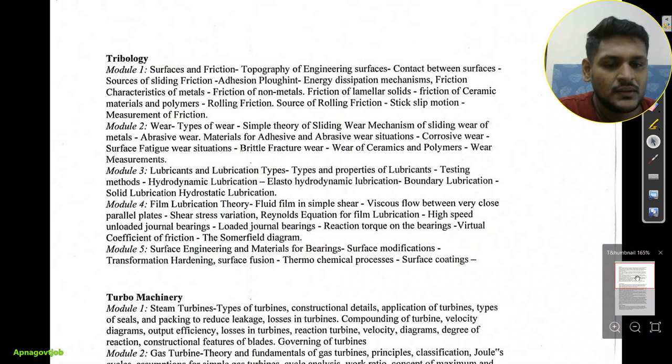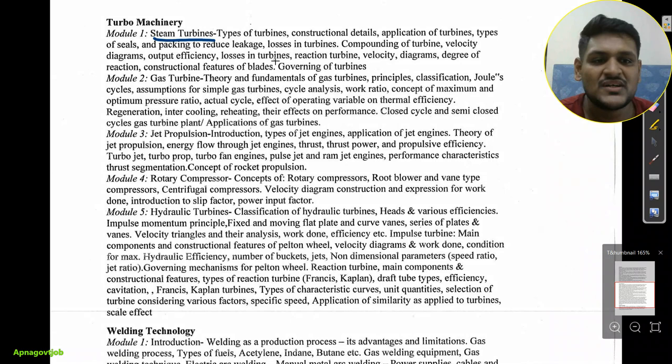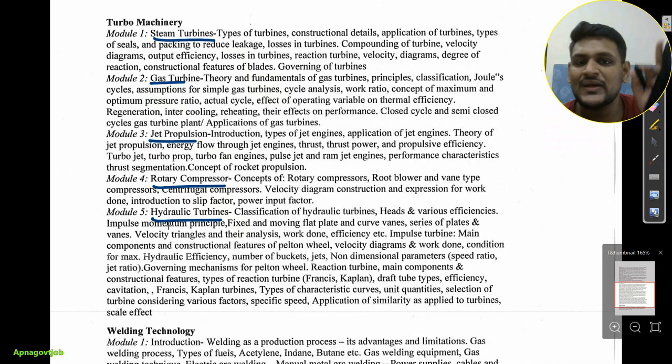Then turbo machinery, okay, this is important now. Steam turbine first, so whatever the things associated with steam turbine, gas turbine, okay, jet propulsion also important, rotary compressor, hydraulic turbine. In SSC JE previous year papers you will get these things, okay, so just practice questions from that, no need to touch any other things for this.